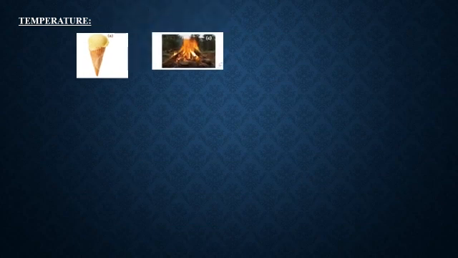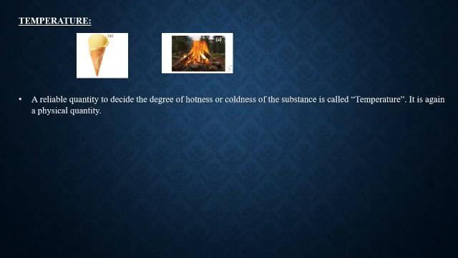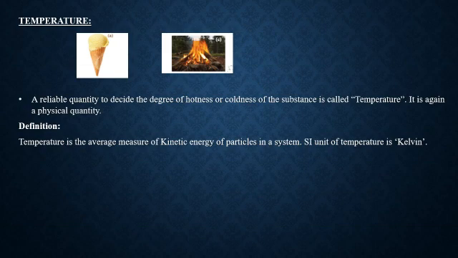The first one is about temperature. Have a look at the pictures. You see an ice cream and a fire. You can say that ice cream is cold and fire is hot. How do you say it's either hot or cold? You need some quantity to decide the hotness or the coldness of a substance. That is called temperature. So how can I define it? Temperature is the average measure of kinetic energy of particles in a system. The SI unit of temperature is Kelvin.